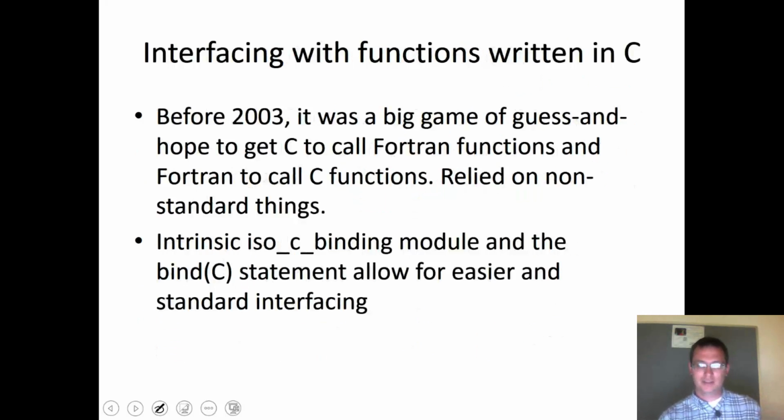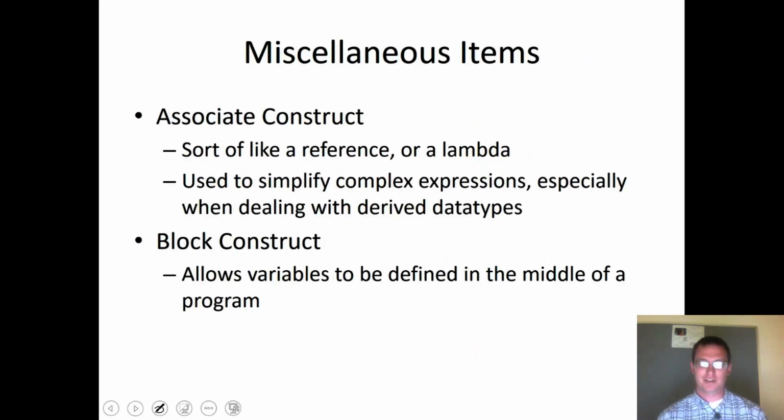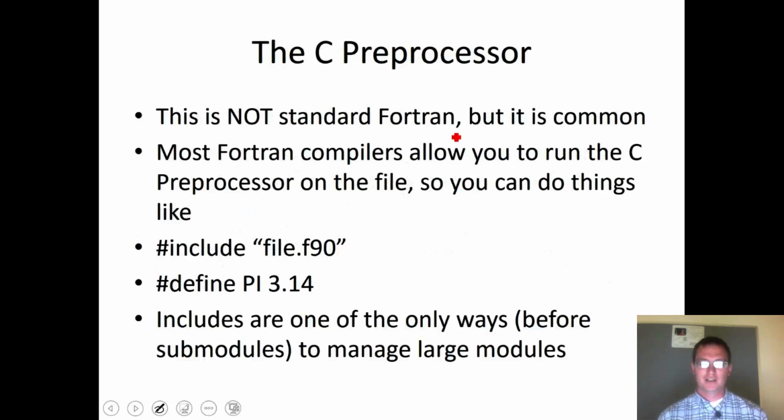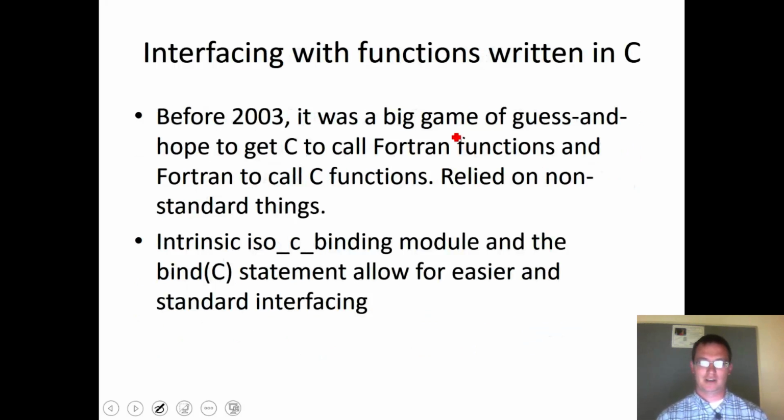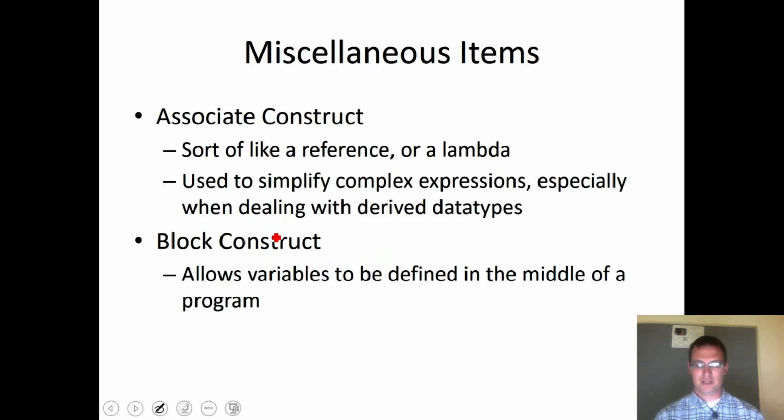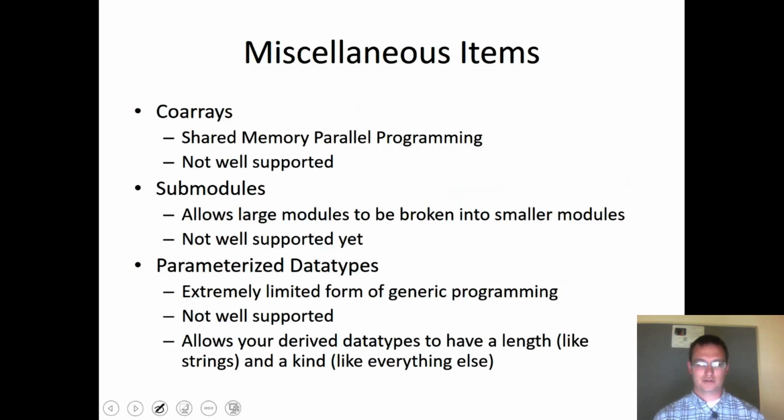Okay, well, there's a few other things that I wasn't really going to cover all that much, but the C preprocessor, you can do that. It's not standard Fortran, but you'll see it in a lot of old Fortran files. Interfacing with functions written in C. Learn this if you're going to be doing this, okay? This is the best way to do it. Associates, blocks, co-arrays, submodules, parameterized data types. I wasn't going to cover those because they're not very well supported.